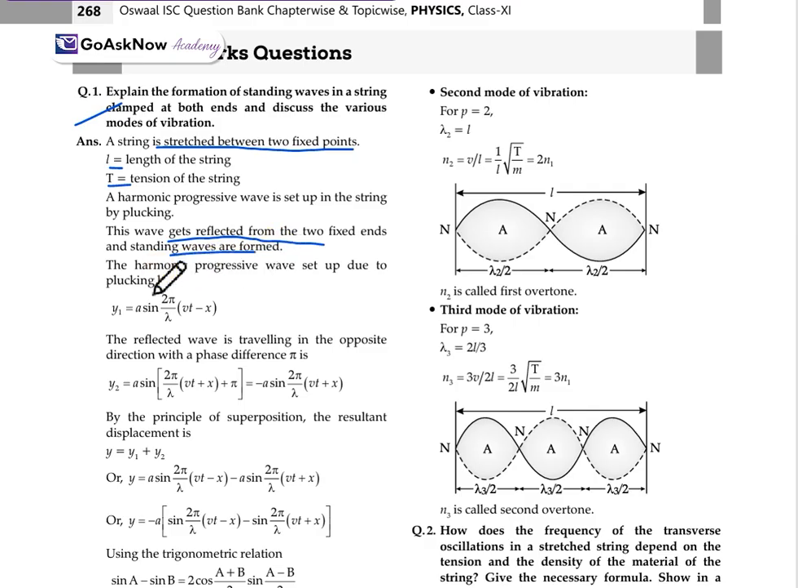The harmonic progressive wave set up due to the plucking is y1 = a sin 2π/λ (vt − x). This will be the first equation. Then the reflected wave travels in the opposite direction with a phase difference, so y2 = −a sin 2π/λ (vt + x). Okay, so now we have y1 and y2. By the principle of superposition, the resultant displacement is y = y1 + y2.